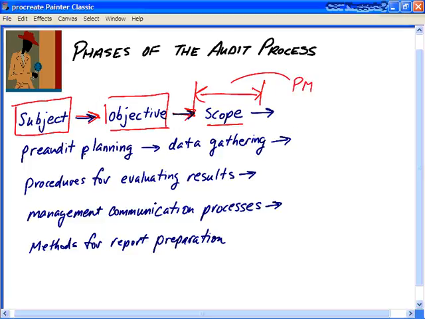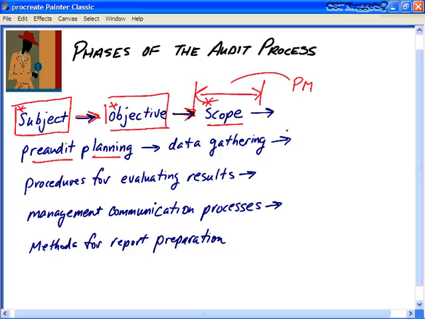And then, of course, you're going to want to do some pre-audit planning, and really these three items here are all part of your pre-audit planning. Determining the subject, the objective, and the scope of your audit is all part of the pre-audit planning process.